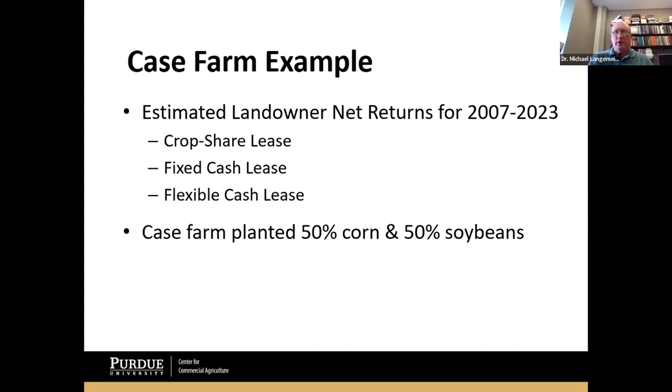I've also done work going all the way back into the early 90s. It doesn't substantially change the information I'm going to share. But we're comparing the net returns from three leases: crop share lease, fixed cash lease, and flexible cash lease. And I'll get into the details of those leases in the next couple of slides.